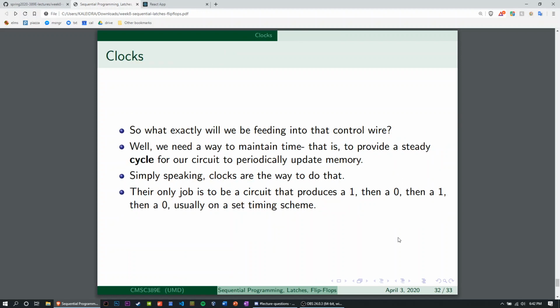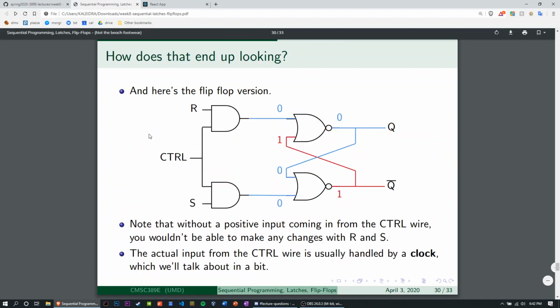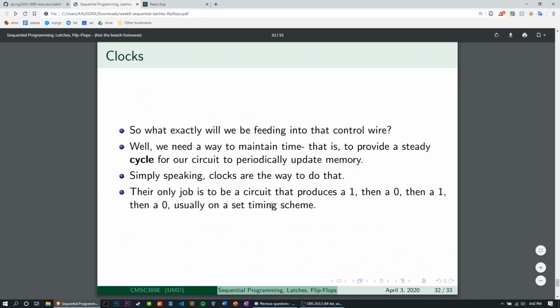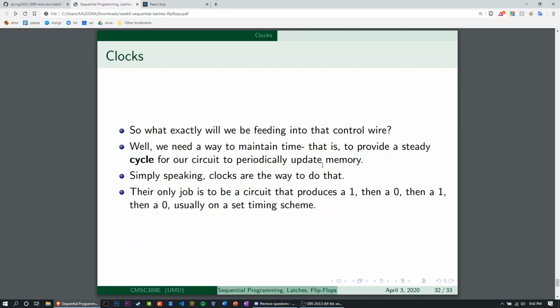Okay, so that being said, finally, we'll be feeding into that control wire. We had the little aside on flip-flops, right? But this control wire here still needs a valid input, so that we can activate our flip-flop at the right time. And the way we manage that is a clock, right? We need to provide a steady cycle for our circuit to periodically update memory. Simply speaking, clocks are the way to do that.